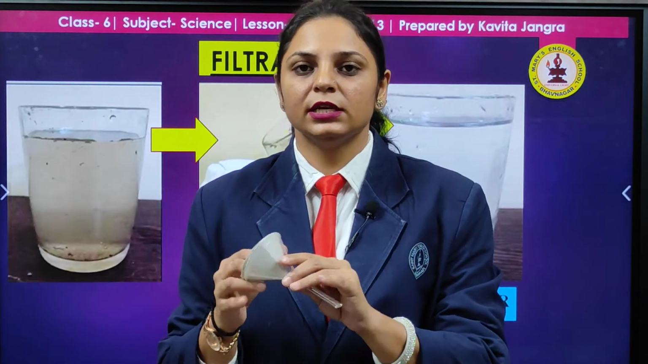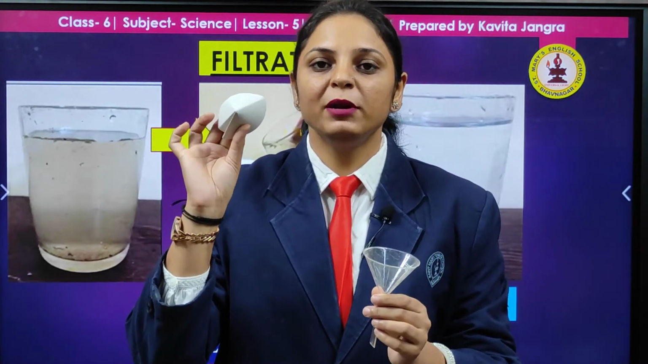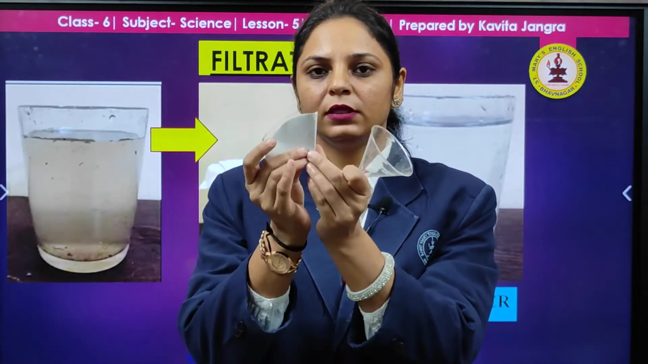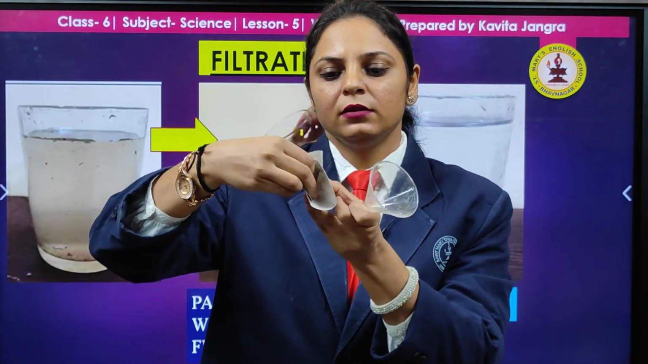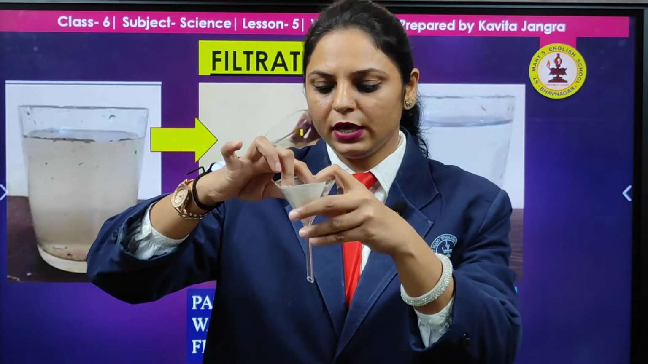Have you seen this in your laboratory? This is a funnel. And what is this? Whatman filter paper. This is a round one. How are you going to make it? Make it half, then another fold, then make this fold like this way. Put it in the funnel, okay?